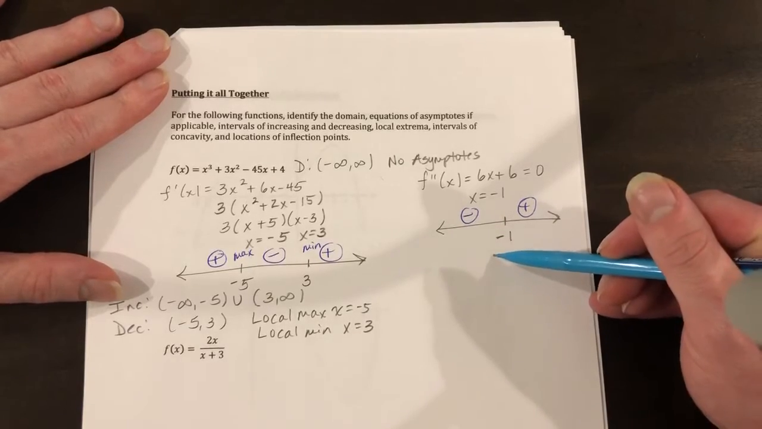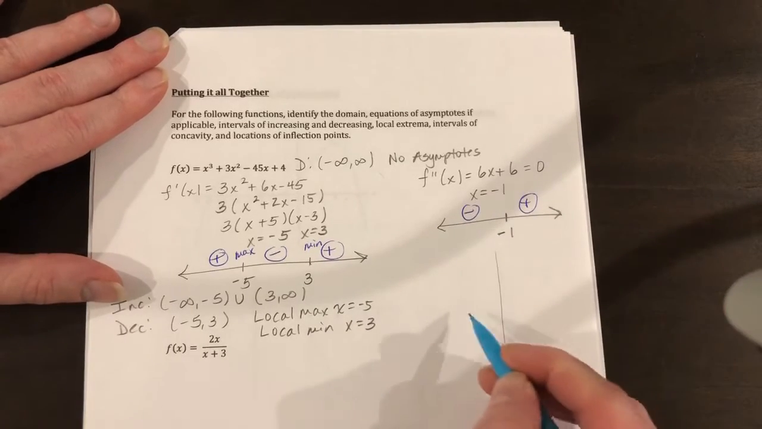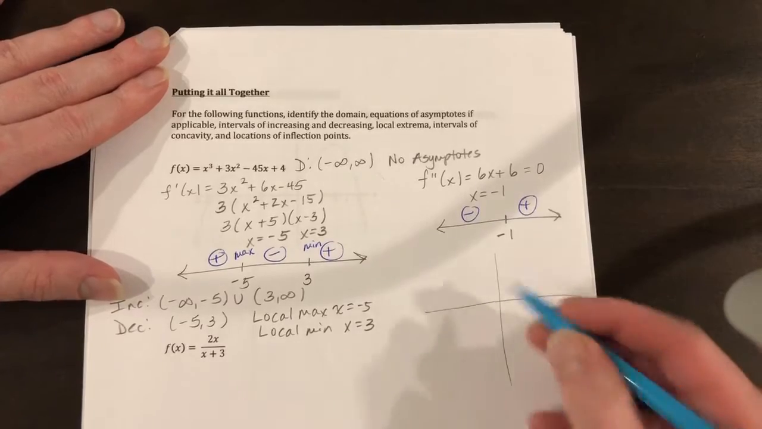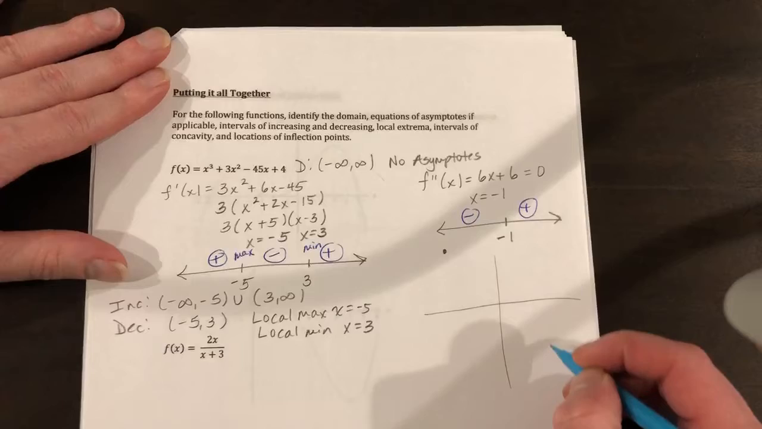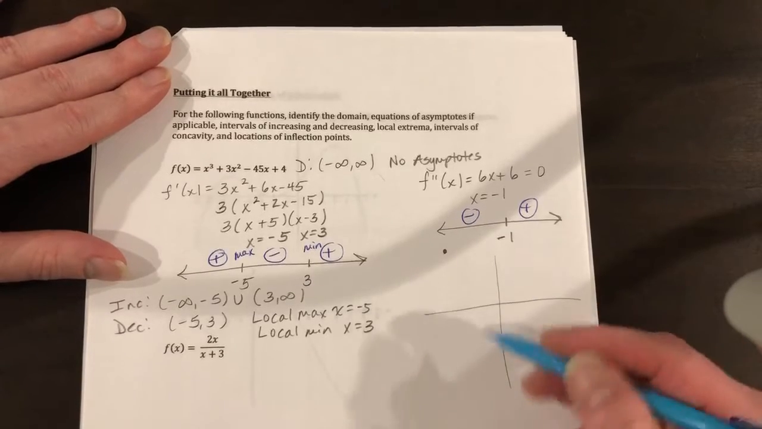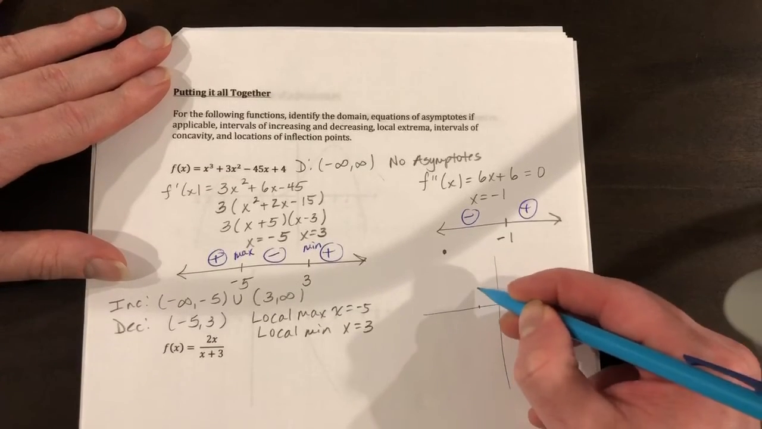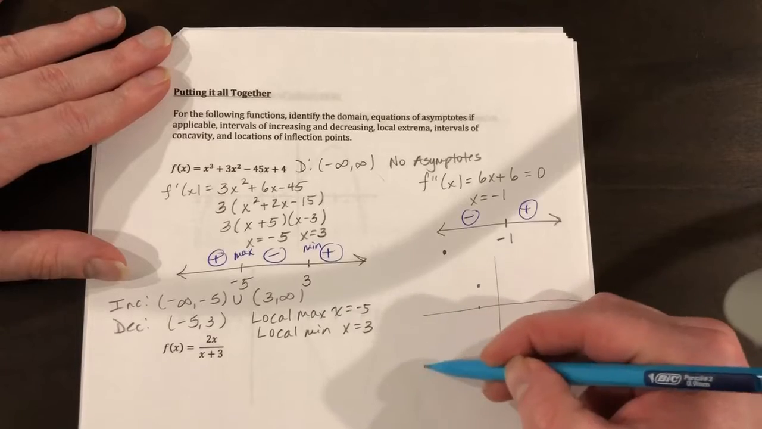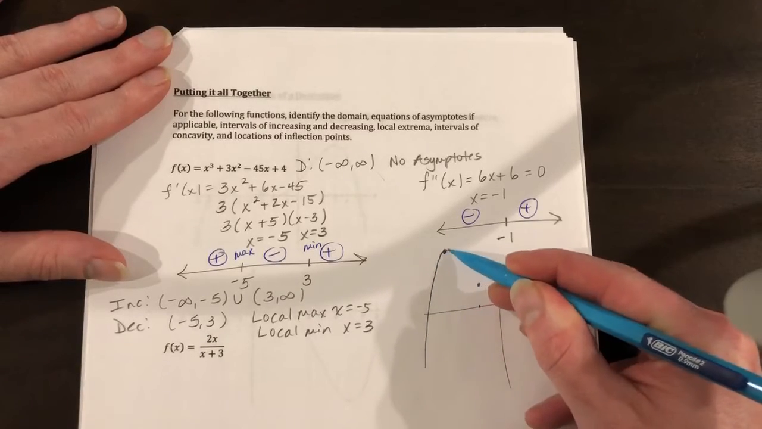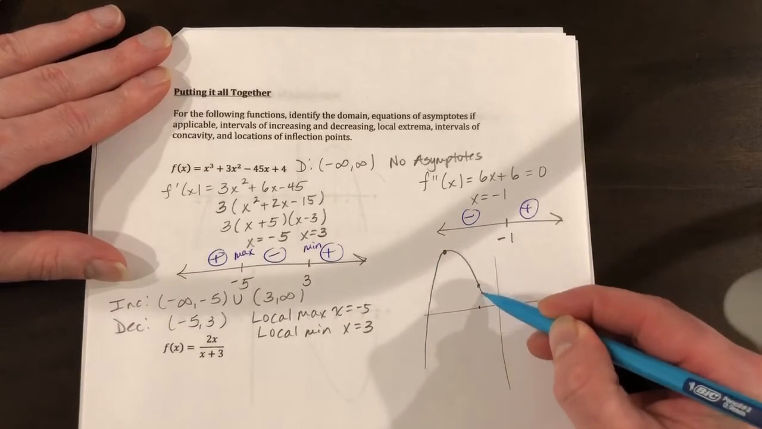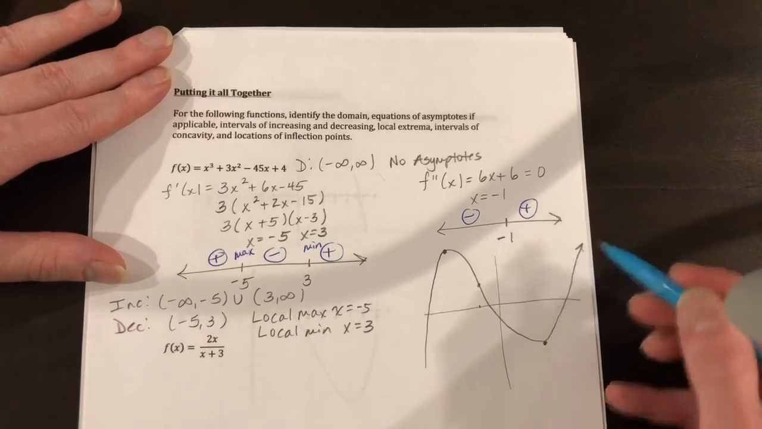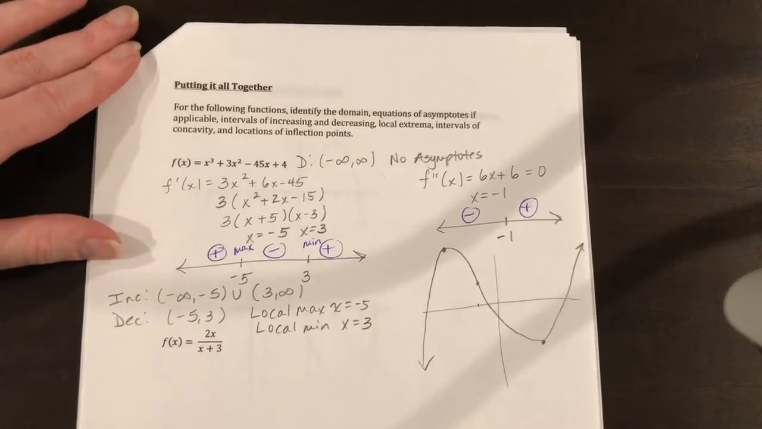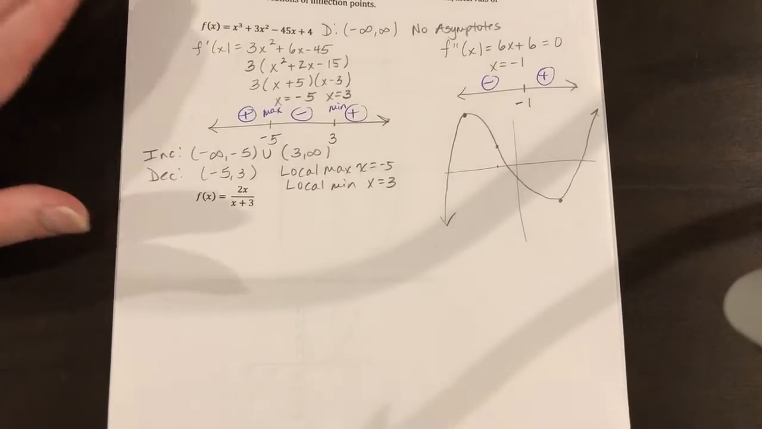Okay, so if we were to graph this, we have a max at -5, so something up here, a min at 3, and it's going to change concavity at -1. It's going to be concave down until it reaches here, then it switches to concave up. It should look like that. Something similar to that. Okay, next example.